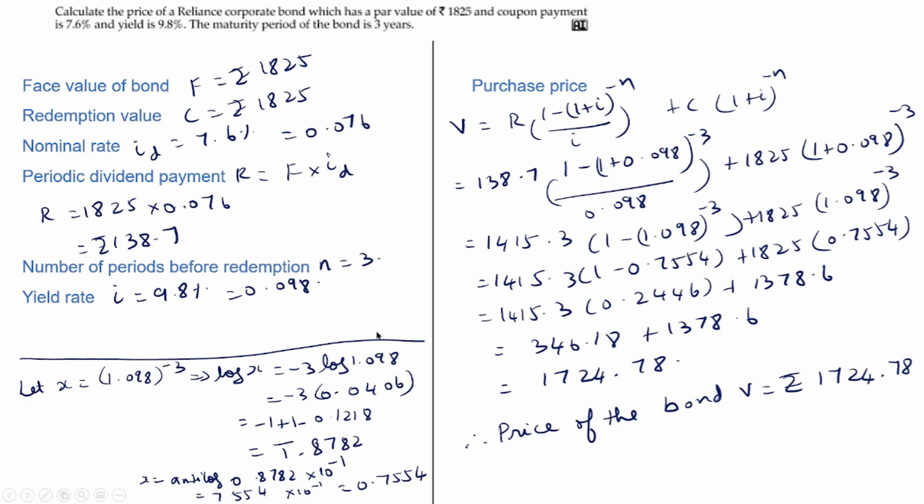So here writing what is given, finding periodic payment, all these carry 1.5 marks. And then writing the formula and the remaining steps carry 1.5 marks. Writing the final answer carries 1 mark.